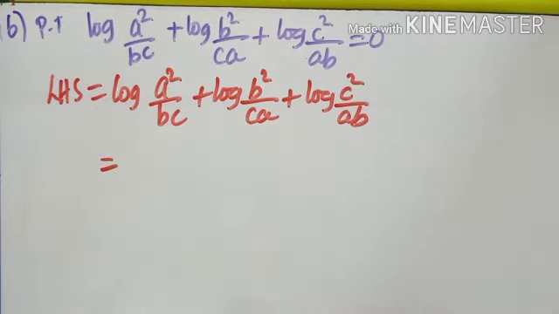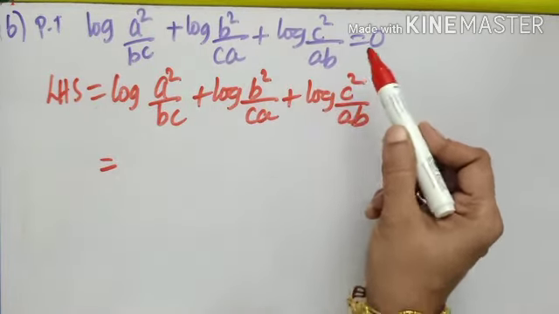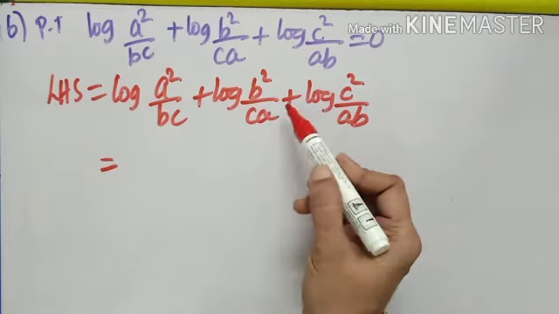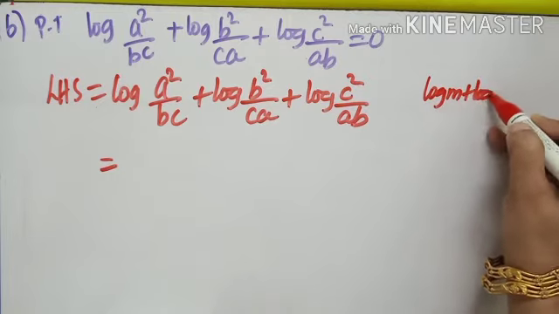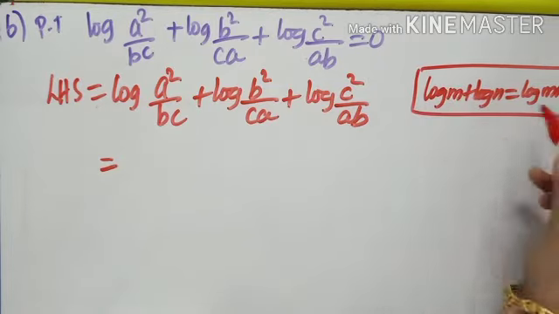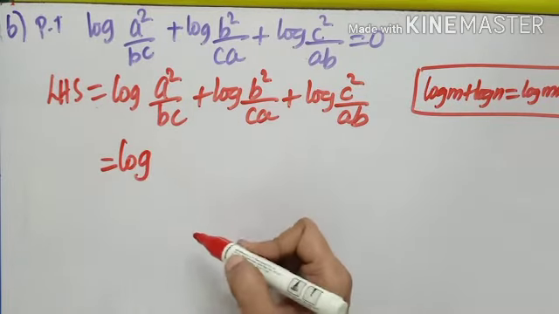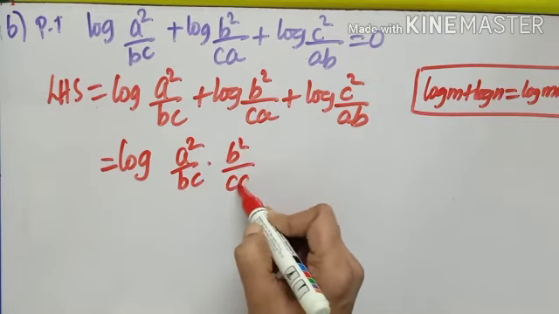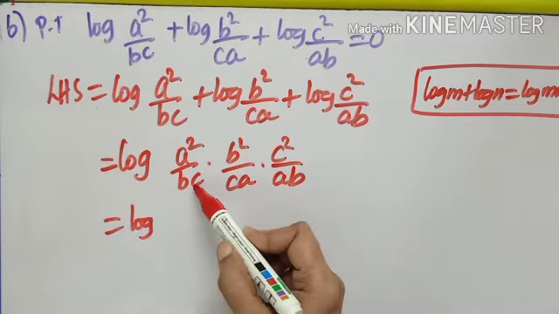Question number 6. Prove that log a square by bc plus log b square by ca plus log c square by ab equals 0. Start from the LHS. We have written plus, which tells me it's a product rule. Remember, log m plus log n, I can write log mn. Applying the rule, plus symbol tells me multiply. So for all the logs together, write one log, multiply all this: a square by bc, b square by ca, c square by ab.